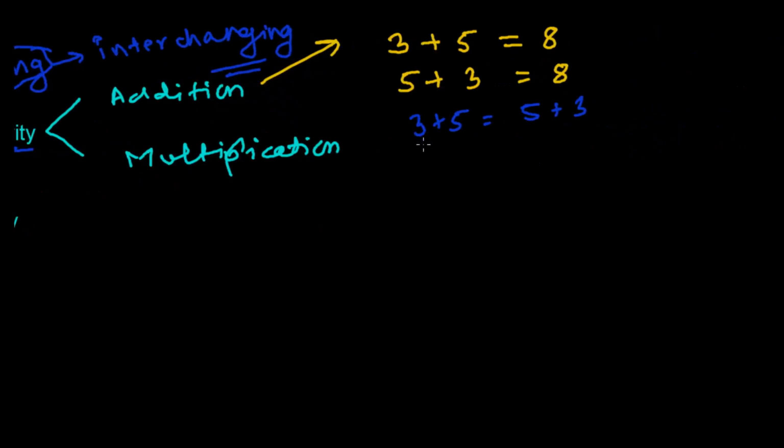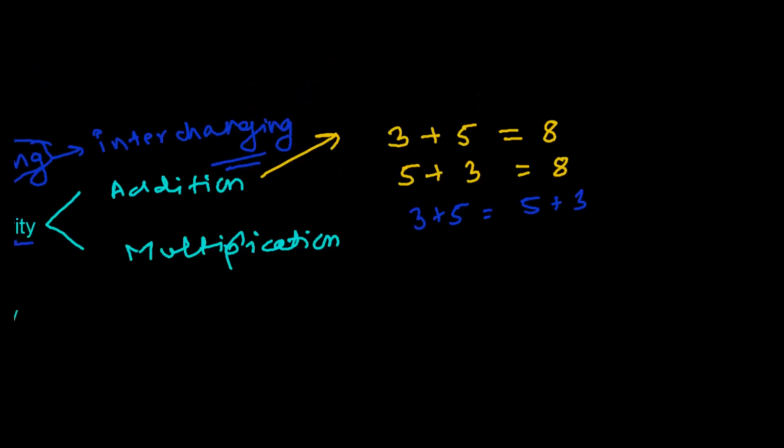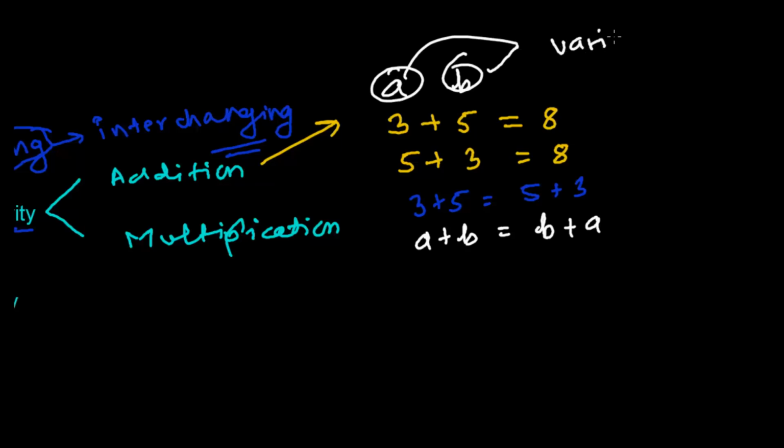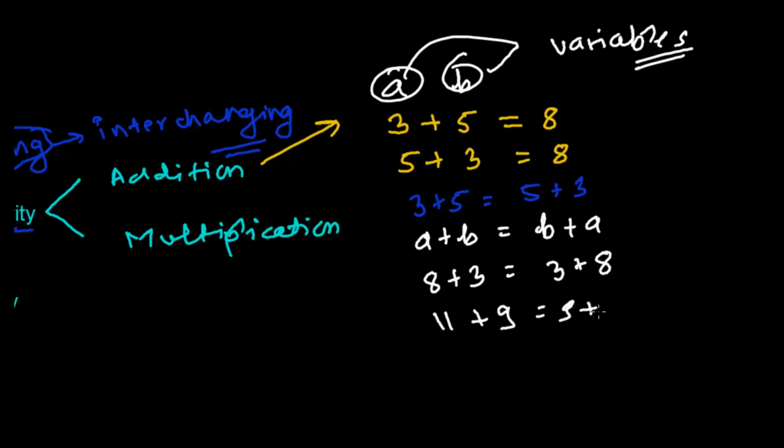So if a number, let's say this 3, can be anything, for a while it's 3, but it can be any number. And this 5 can be any number, 100, 300, 500, doesn't matter. So in that case, A plus B is the same as B plus A. Here, A and B both are variables, keep in mind. These numbers' value will change, or we can change them to anything. So I mean to say, 8 plus 3 is equal to 3 plus 8. I mean to say, 11 plus 9 is equal to 9 plus 11. It's the same.